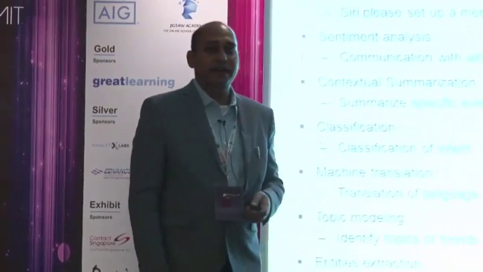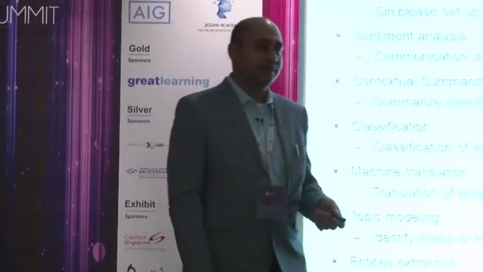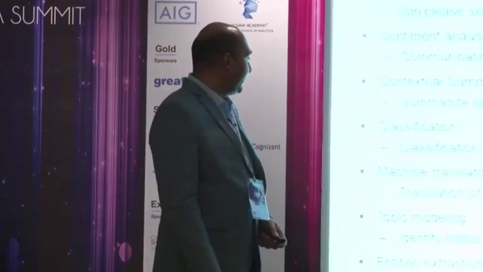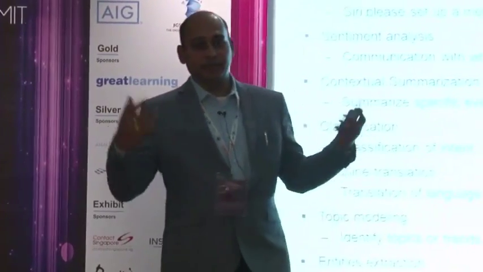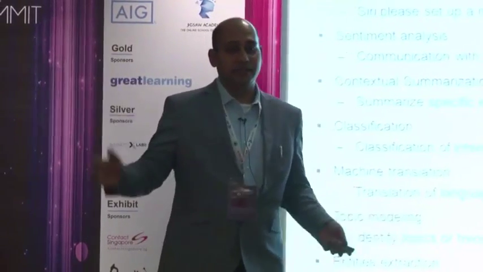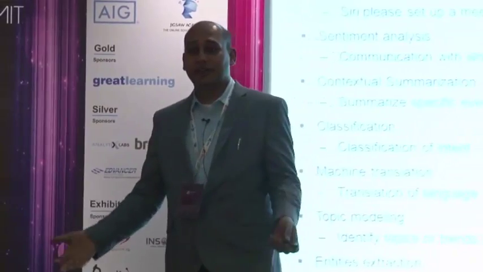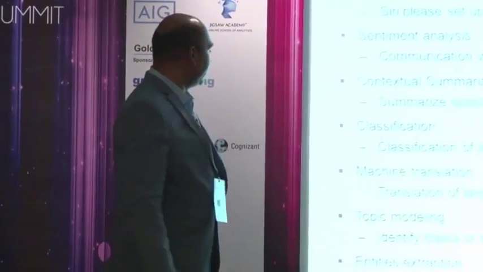Classification is one example we will look into: classification of intent, classification of documents, or multiple different things. Machine translation: Google did a fantastic job and basically killed the game for everybody. It used to be a huge area of research, but now they are so good at it that nobody really wants to get into it because it's a solved problem. Topic modeling: identify topics or trends, things like that.